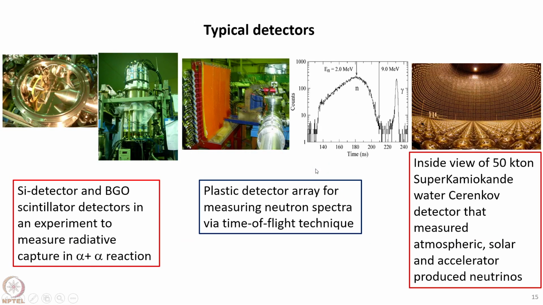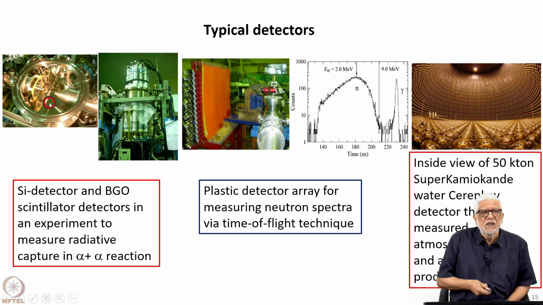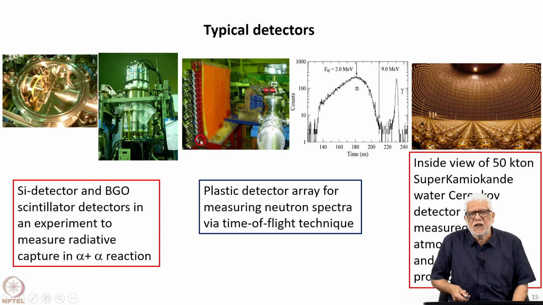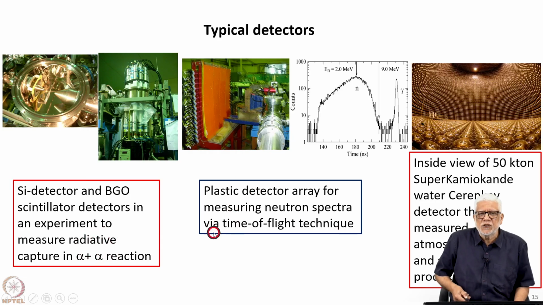Typical detector pictures are shown here. For instance, this is a silicon array and a bismuth germanate scintillator array, which was used in an experiment by us to measure the radiative capture in the alpha plus alpha reaction. This is a plastic detector array for measuring neutron spectra using the so-called time of flight technique. So, this is a typical time of flight spectrum. So, the fastest particle, this time increases this way. So, the photon is the fastest, and then there are slower and slower neutrons, and then from this time of flight spectrum you can infer the energy spectrum of the neutron.